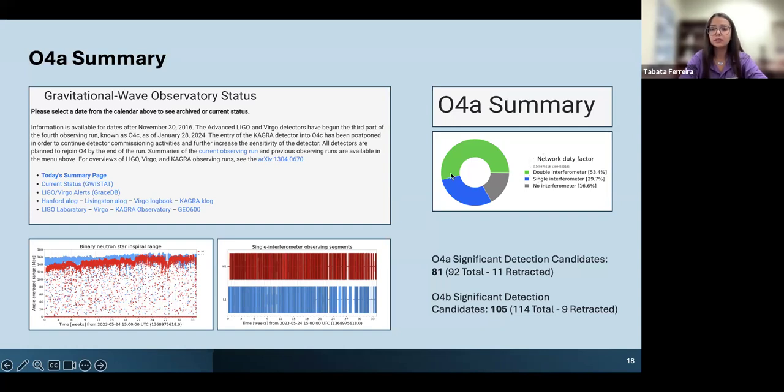It shows how much time, and what percentage of time both detectors were working together. We can also access GraceDB, which gives us alerts about gravitational waves. During O4a, for example, we had 92 alerts, of which 11 were retracted. And in O4b, we had 105 significant detection candidates. And that's it. I think the main idea of the Detector Characterization group is to try to help with data quality and, of course, with gravitational wave searches.